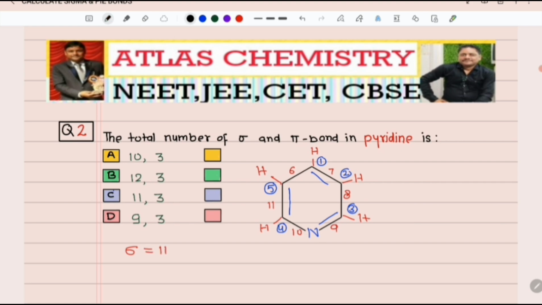Now we have to count the pi bonds. So 1 pi bond, 2 pi bond, and 3 pi bond. So pi bond is 3. So our answer will be 11 sigma bond. Only one option has 11 sigma bond, so option C is the correct option.